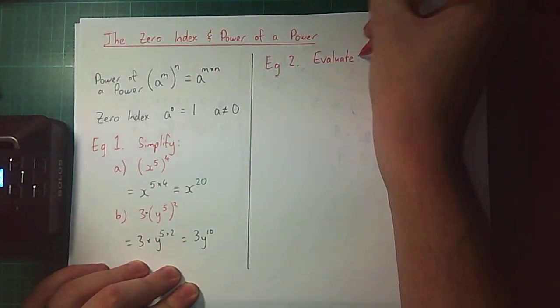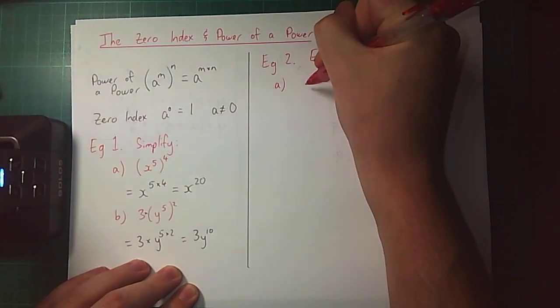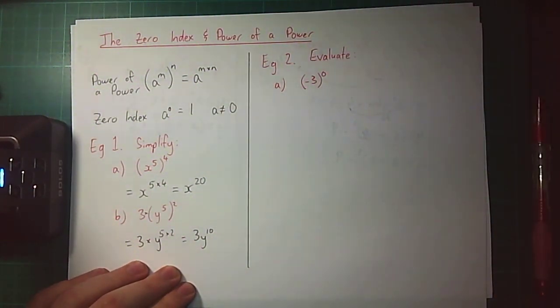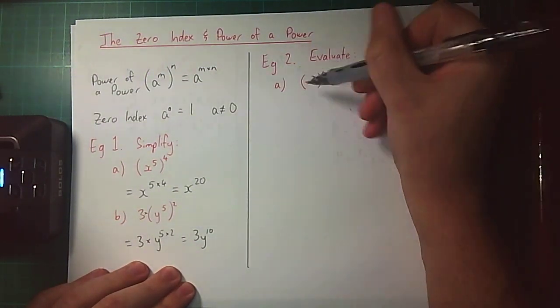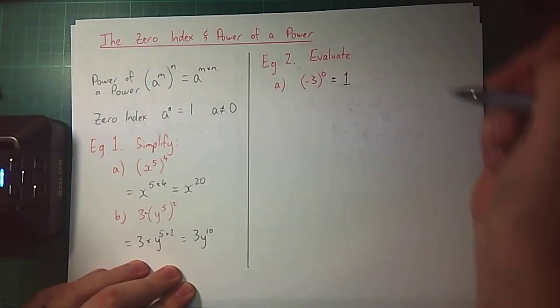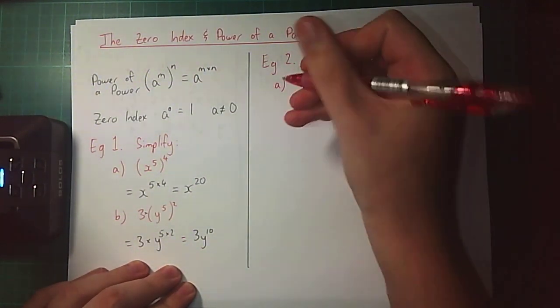We're going to be asked to evaluate these. So first we have a, and it's negative 3 to the power of 0. Now, as you can see, everything here is to the power of 0. So the answer is going to be just 1. But they're not all going to be like that. Let's look at another example.